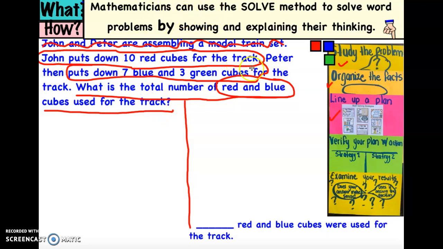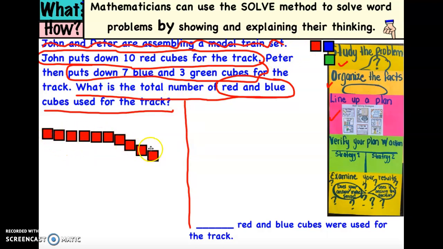So let me go back and let me read again. It says John puts down 10 red cubes for the track. So I need 10 red cubes for the track. So this is 1, 2, 3, 4, 5, 6, 7, 8, 9, 10.